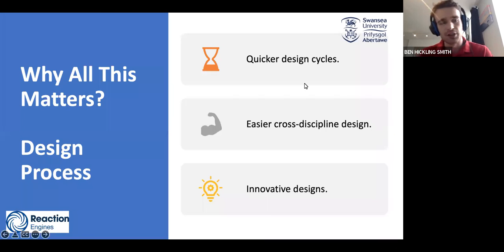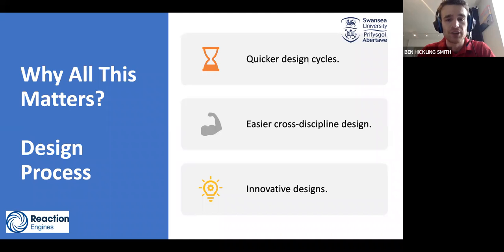But I think the big question is, why does this all matter? Why does any of this matter to all of us? Why do we care? In terms of the design process, this is something that companies really need to be thinking about these days. As I already mentioned, if a design process or an optimization process is taking years, then that gives a very large window for other companies to come along and do the same thing but quicker.